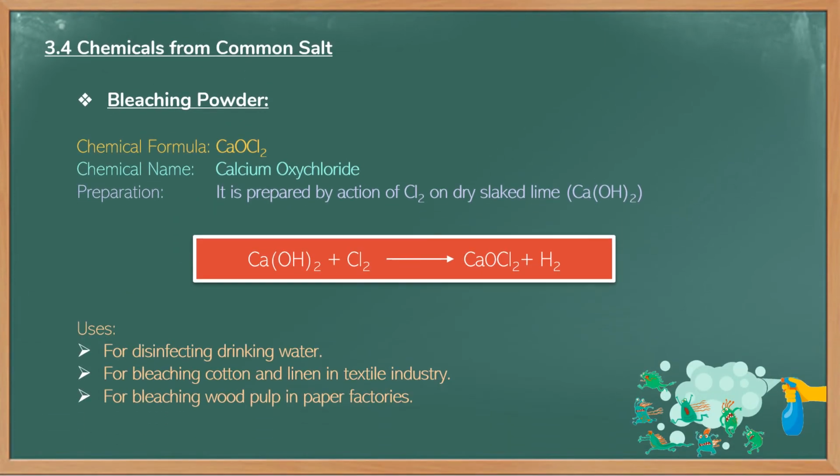The chemical name of bleaching powder is calcium oxychloride. Is represented by the formula CaOCl2. It is prepared by action of Cl2 on dry slaked lime. The chemical equation is represented here. The uses of bleaching powder are: for disinfecting drinking water, for bleaching cotton and linen in textile industry, for bleaching wood pulp in paper factories.